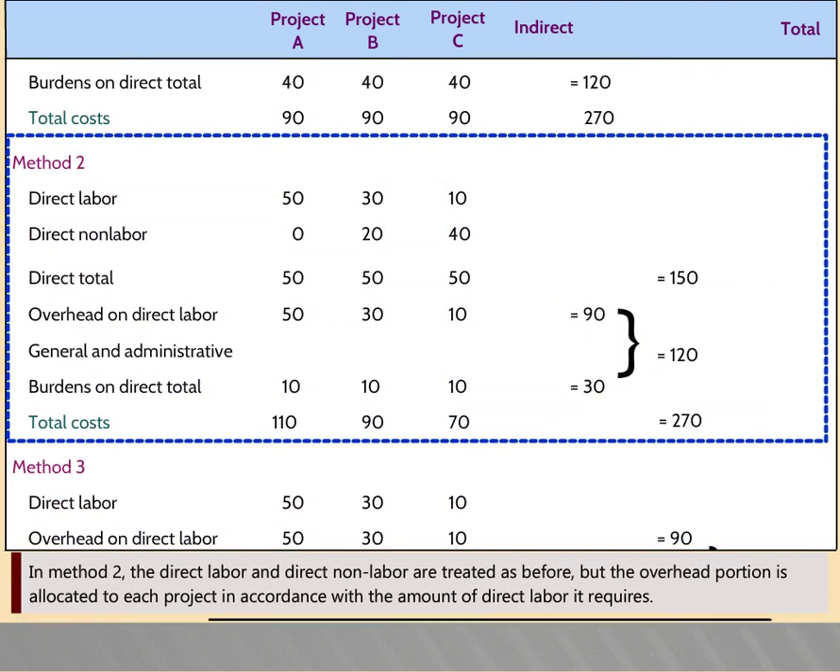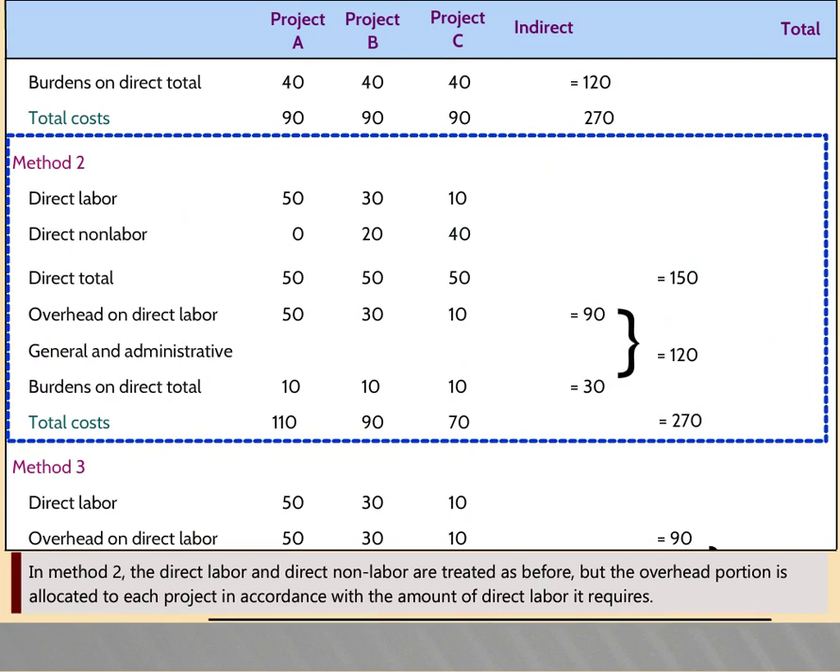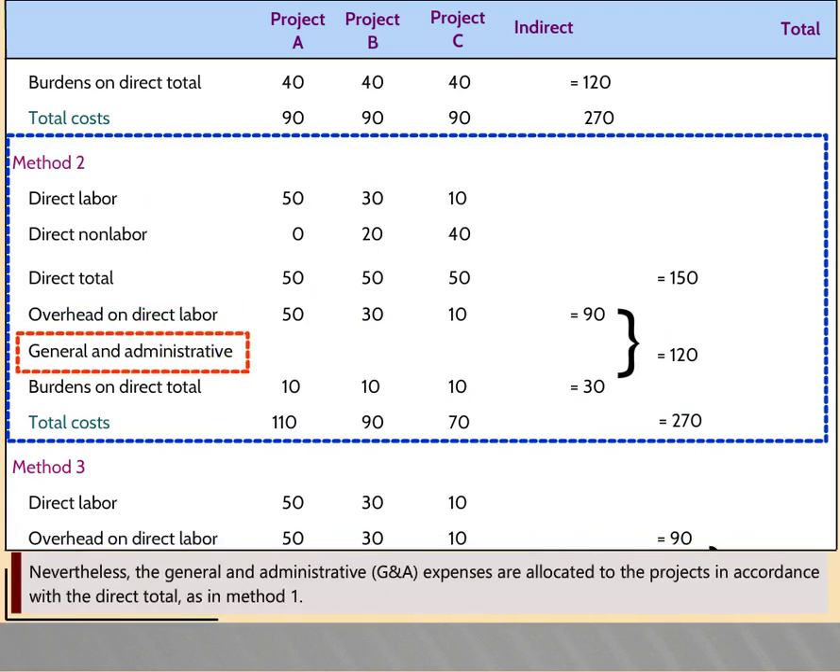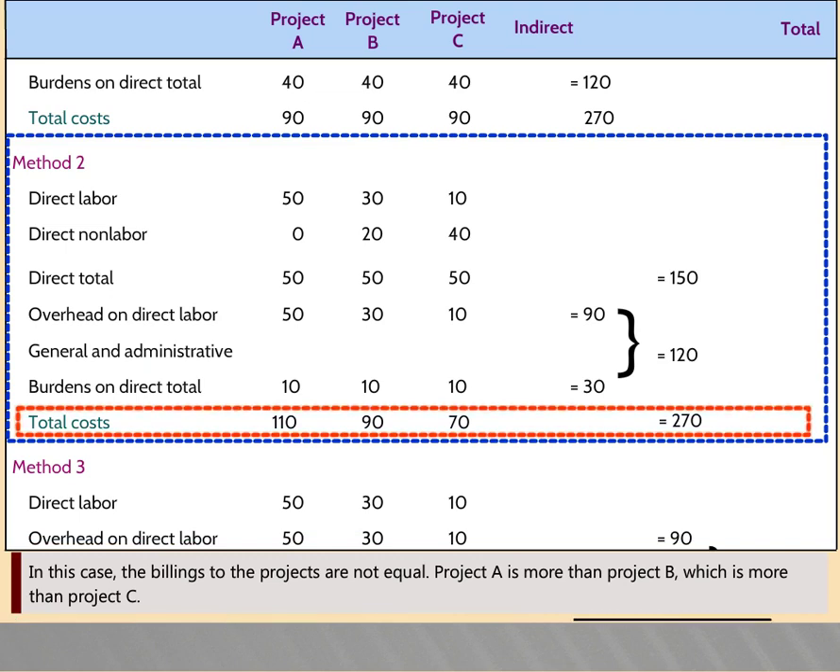In method 2, the direct labor and direct non-labor are treated as before, but the overhead portion is allocated to each project in accordance with the amount of direct labor it requires. Nevertheless, the general and administrative, the G&A expenses, are allocated to the projects in accordance with the direct total as in method 1. In this case, the billings to the projects are not equal. Project A is more than Project B, which is more than Project C.